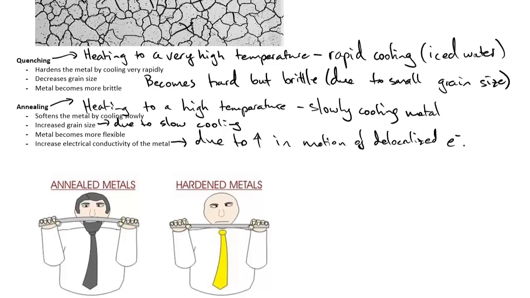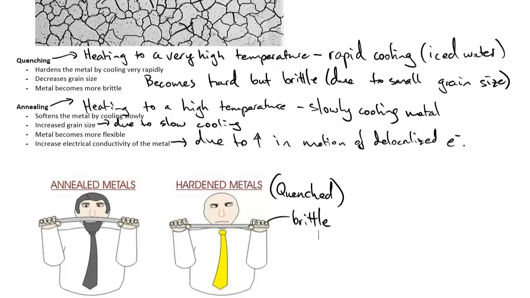So hardened metal, this would be more the quenched scenario, and this is the annealed scenario. So we've got a lot more flexibility in this metal, and in this metal it doesn't want to really bend, and if it does, it will be brittle, so it will probably snap into pieces.